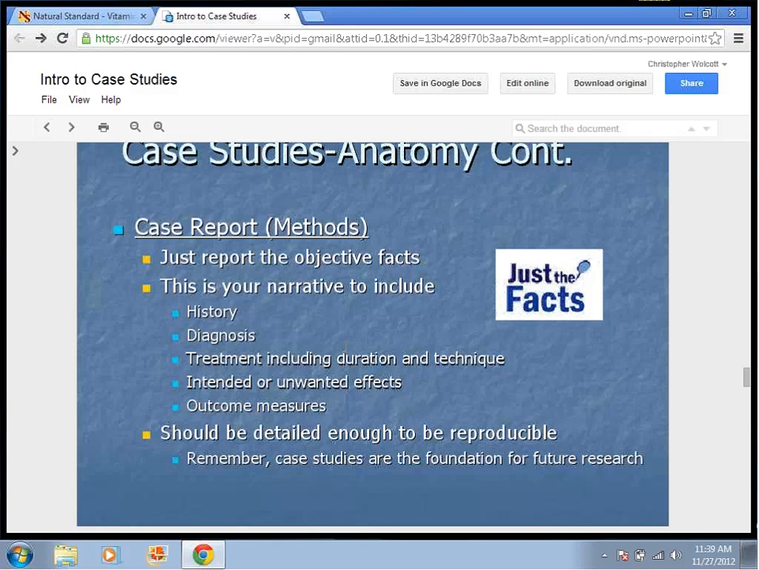That's a classic one. ART is something that's widely utilized but not published on a ton because they don't want to release their trade secrets for how you do ART. And so if you want to get your case report published, you should list the methods to the point that I could read it and do it in my office.